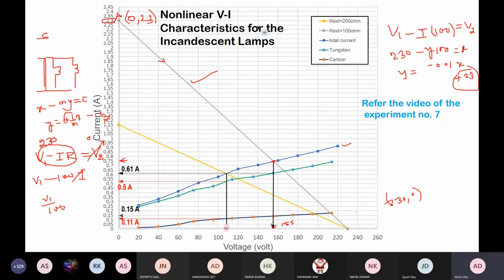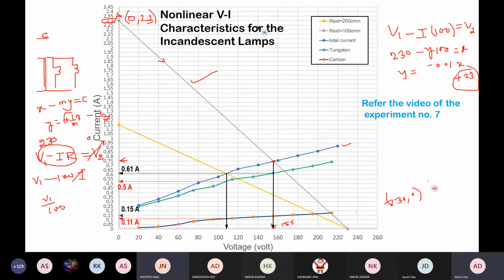In the same way, we have the VI characteristics for the carbon filament lamp. At 155 volt, what is the value of current through the carbon filament lamp? That also we record from the graph. And the same way we do it when Rext is equal to 200, by the yellow thing. Now is it clear?